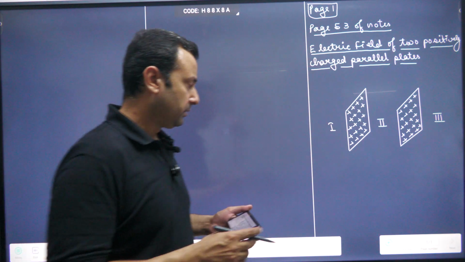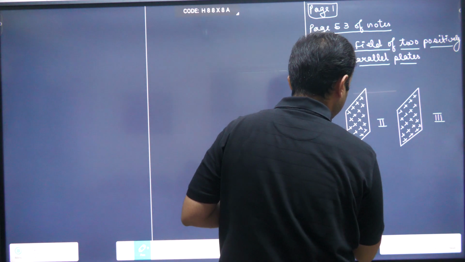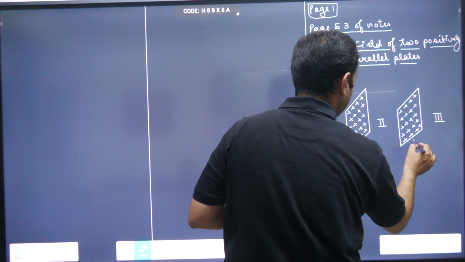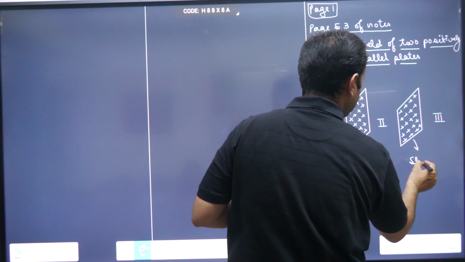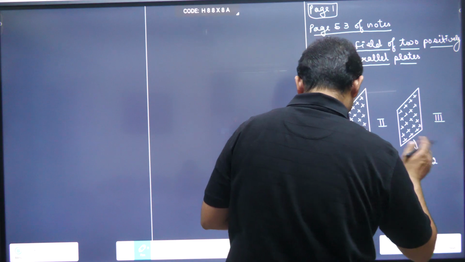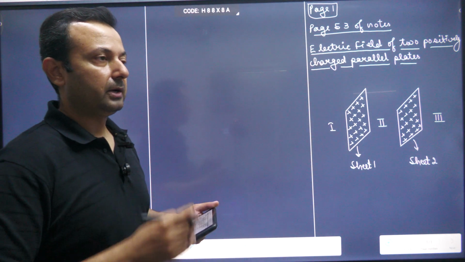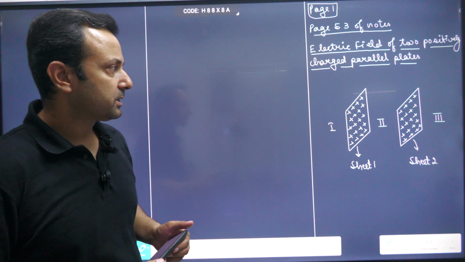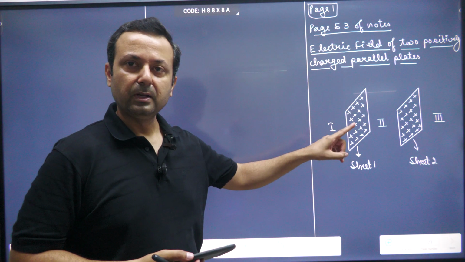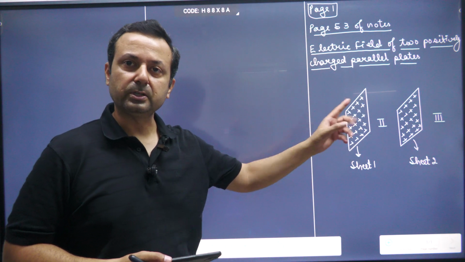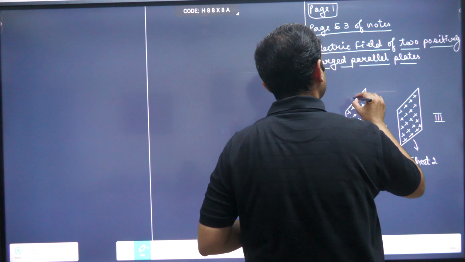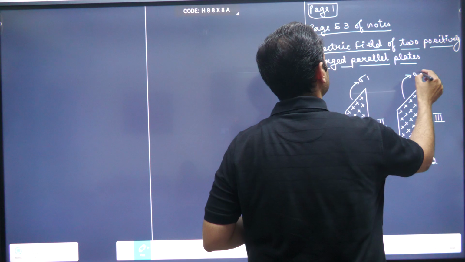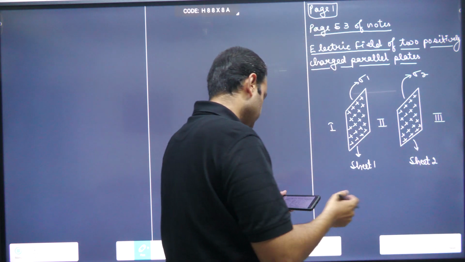So this is our sheet 1, and this is sheet 2. Because I am talking about a surface, the surface charge density of this sheet is sigma 1 and the surface charge density of this sheet is sigma 2. So I have considered the surface charge density of this sheet to be sigma 1 and of this sheet to be sigma 2.